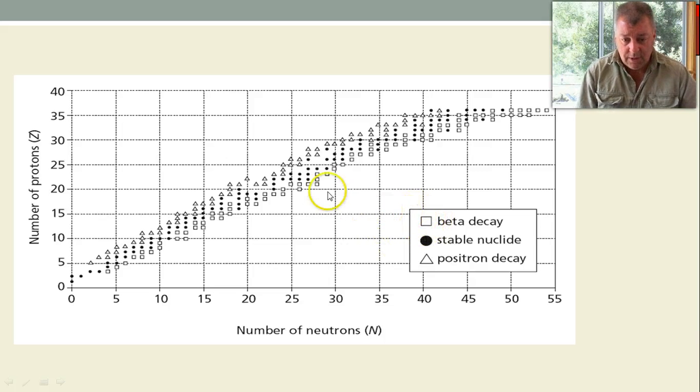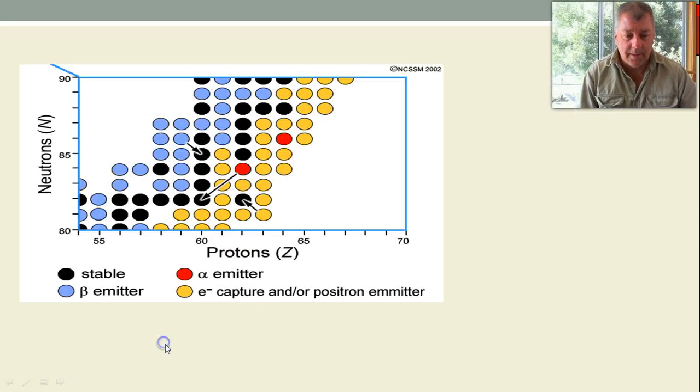The squares represent beta decay, so these isotopes are less stable, so they're more likely to undergo beta decay, and these guys, the triangles, are not stable either, and they're likely to undergo positron decay. And so you can see there's a sort of band of stability around which all the unstable isotopes hover.